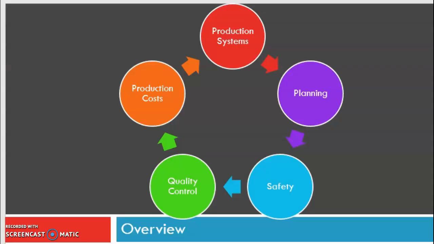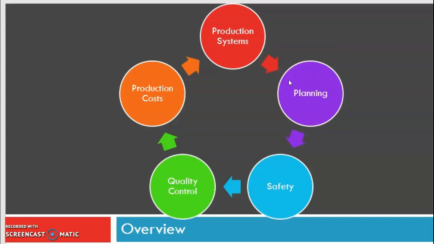So before we go any further, I just want to give you an overview of the topics that we're going to be looking at within the production function. So we're going to start off with the production systems. There are 3 of them, and with each of these methods we are going to look at their characteristics, and we're also going to have to be able to identify which production system is used in specific scenarios that are given to you.